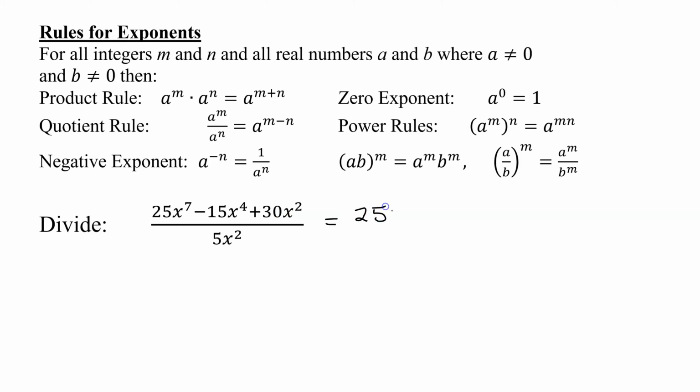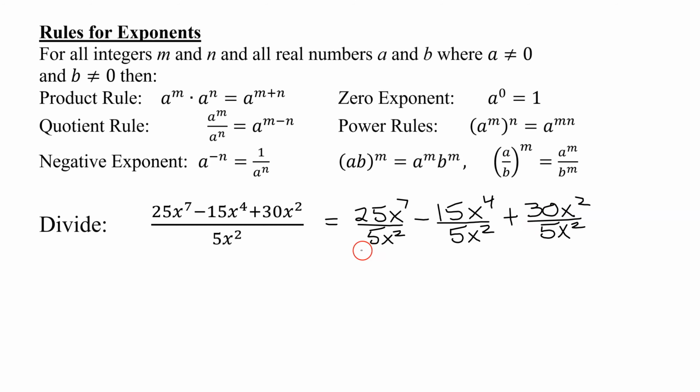So I'm going to write 25x^7 over 5x^2, minus 15x^4, that's the second term in the numerator, again divided by 5x^2, plus the last term in the numerator, 30x^2 divided by 5x^2. I know it takes a long time, but I think you make a lot fewer mistakes if you write this step out. So now all we have to do is simplify each of these terms.